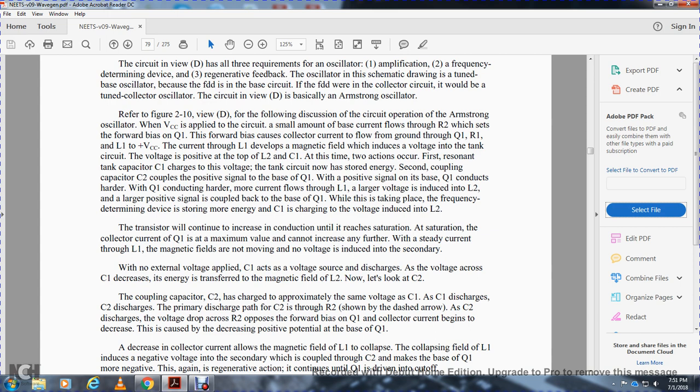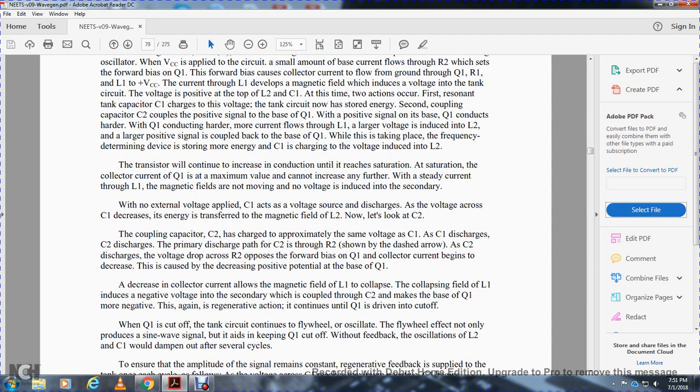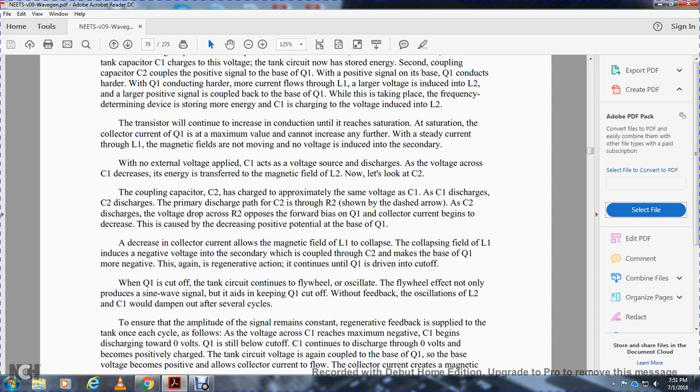While this is taking place, the frequency-determining device is storing more energy as capacitor 1 charges the voltage and drives current through inductor 2. The transistor continues to increase conduction until it reaches saturation. At saturation, the collector current reaches its maximum value and cannot increase any further. The steady current of inductor 1 means its magnetic field is not moving, so no voltage is induced in the secondary. With no external voltage, capacitor 1 acts as a voltage source, and its discharge decreases as energy transfers to the magnetic field of inductor 2.